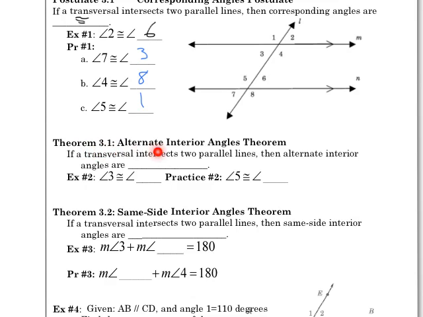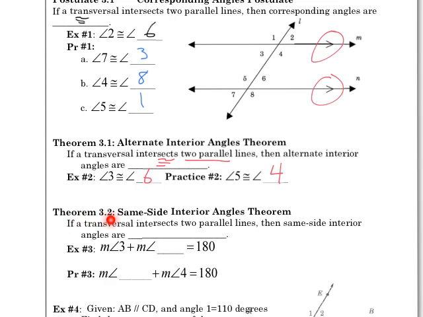So theorem 3.1, the alternate interior angles theorem, says if a transversal intersects two parallel lines, and notice every single time, it's only with parallel lines, okay? It's only if they're parallel. Then the alternate interior angles are congruent. So that means that 3 would be congruent to 6. So go ahead and put which one must be congruent to 5 then. Hopefully you saw that angle 4 must be congruent to 5 because they are alternate interior angles.